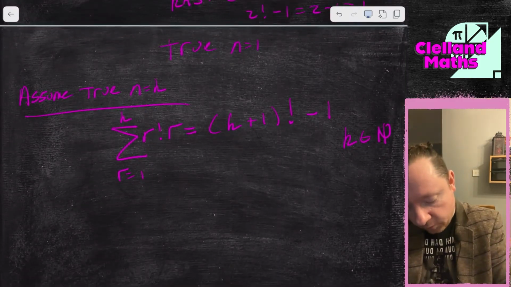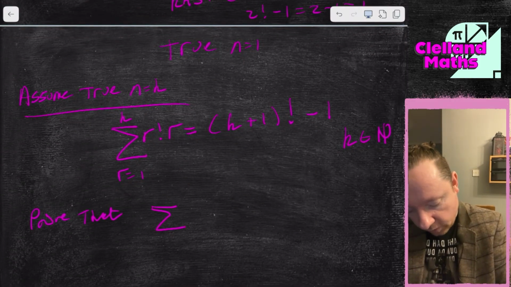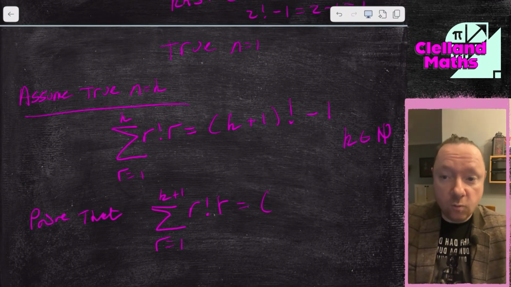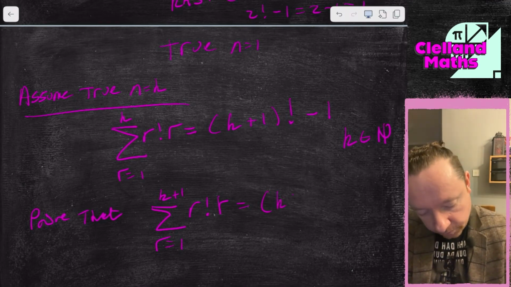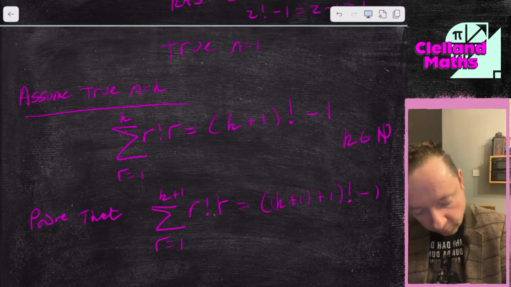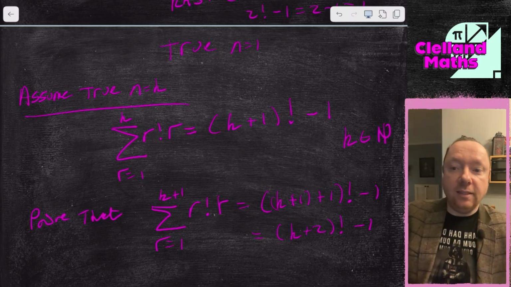So then we're going to try and prove that the sum of r equals 1 to k plus 1 of r factorial r equals, well, what's it going to be? k plus 1 factorial minus 1. Well, let's just see what that is so we know what we're aiming for. That's k plus 2 factorial minus 1. So we'll deal with our left-hand side.